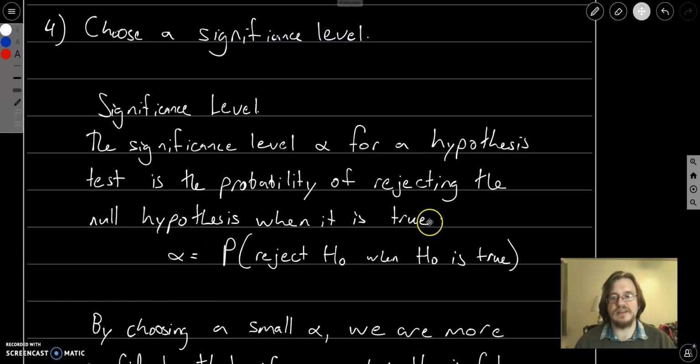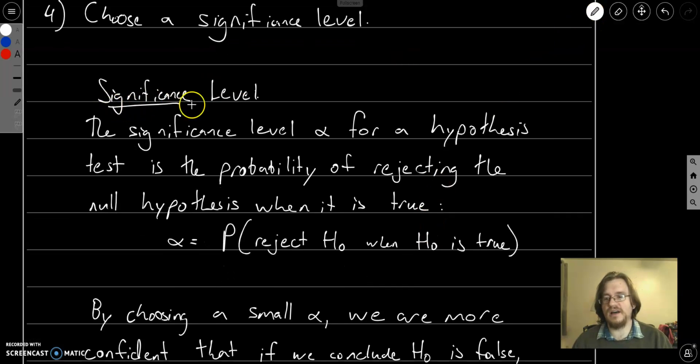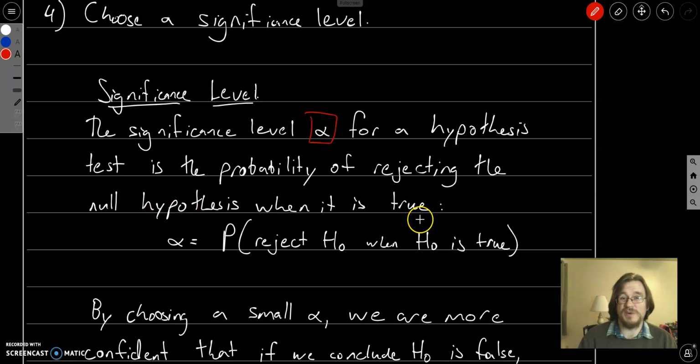Next up, we need to choose a significance level. The book has thrown around the word significance level and significance a lot, so let's give this an exact definition. The significance level alpha in a hypothesis test is the probability that you reject the null hypothesis when it was actually true. So this would be a mistake in our work. If we said H0 is false, but it was actually true, this is a type of error, and we'll look at this in a little bit. This is called a type 1 error.